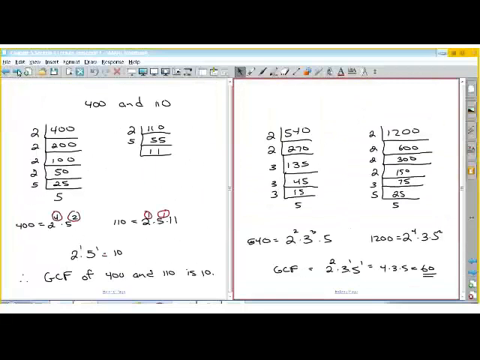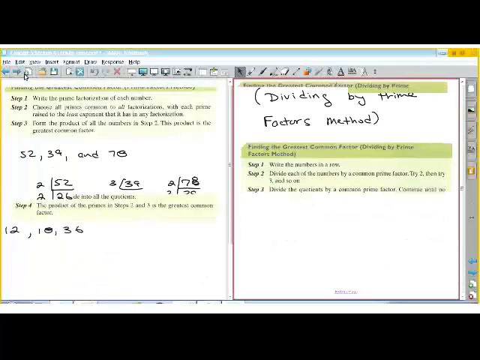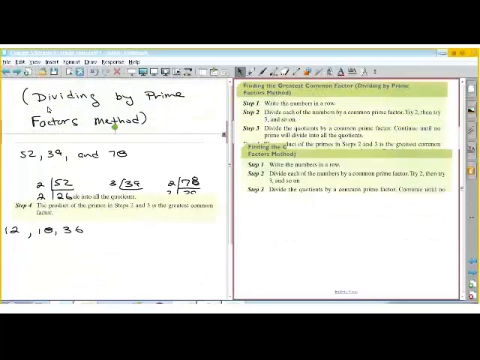Then I'm going to go steal this one I did earlier. This one right here. What was it? 540 and 1200.